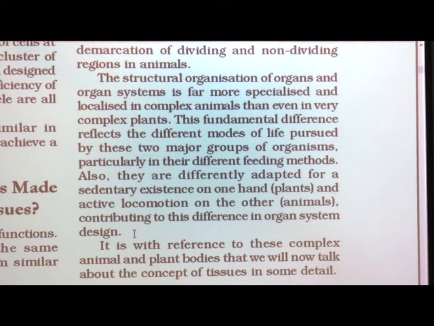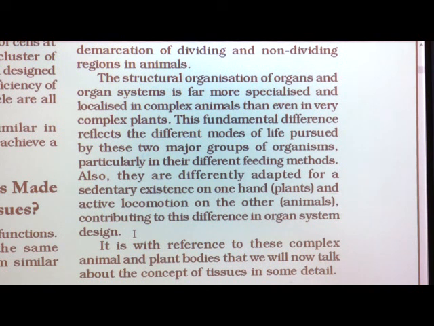The plants are sedentary. Sedentary means they are non-moving, they are stationary, they are present at one place, whereas animals are locomotive, means they can move from one place to another place. So, these are some of the differences between plants and animals. What is the first difference? Plants are stationary, means not moving, whereas animals are locomotive, means they move from place to place.